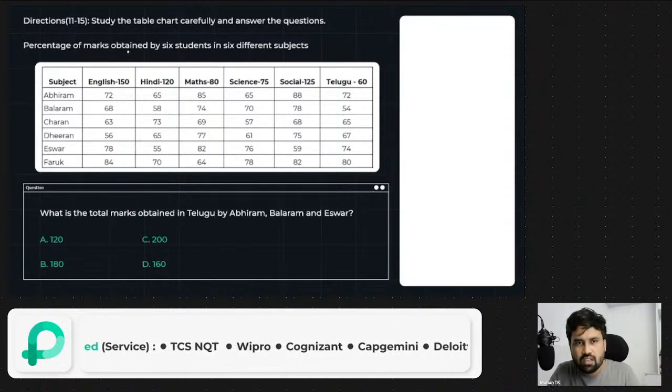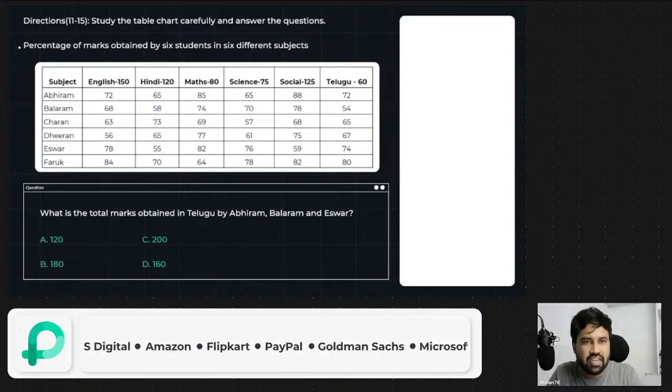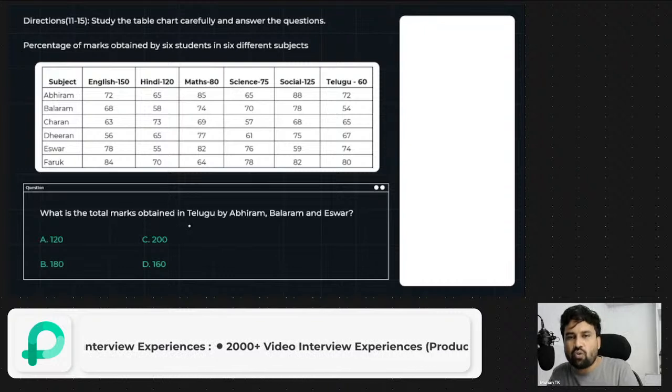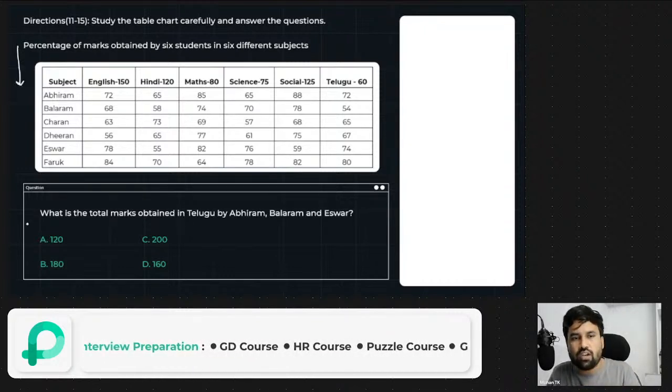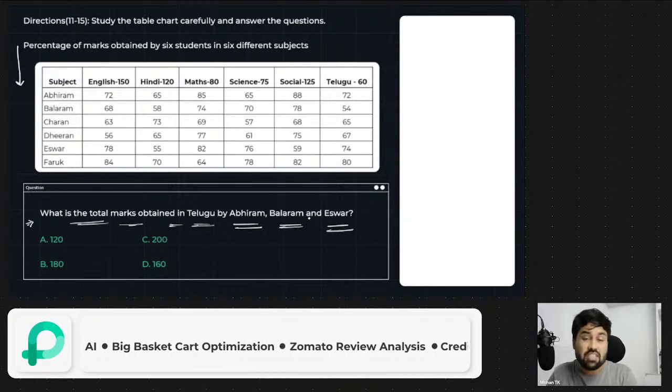Even, see guys, you are seeing huge numbers here, but trust me, don't read the information first. Why? Because we have only one question on the DI. Don't analyze the data. Just look into the question first. What is the total marks obtained in Telugu by Abhiram, Balram and Ishwar? Okay. Even tabular is much easier.